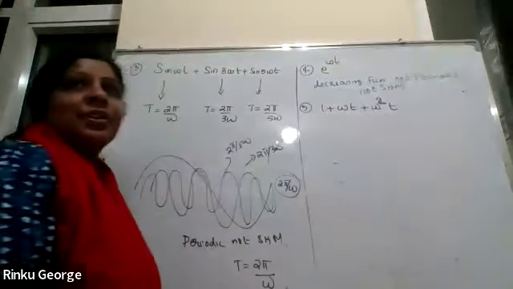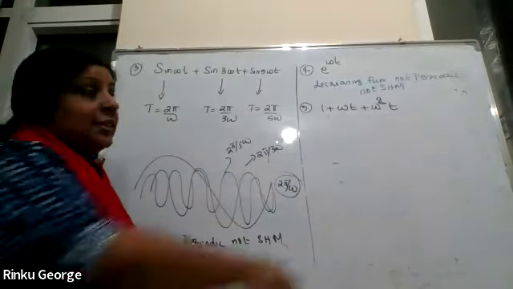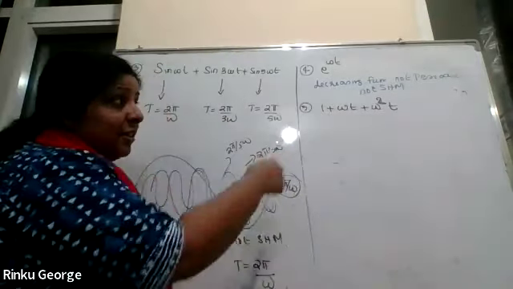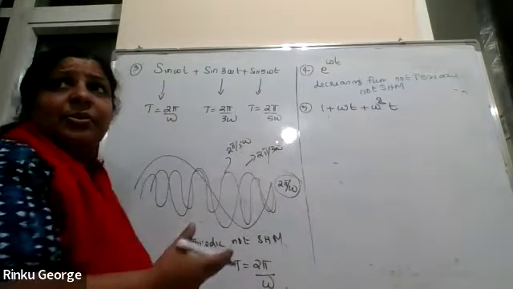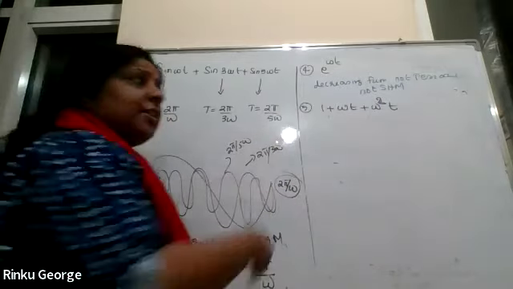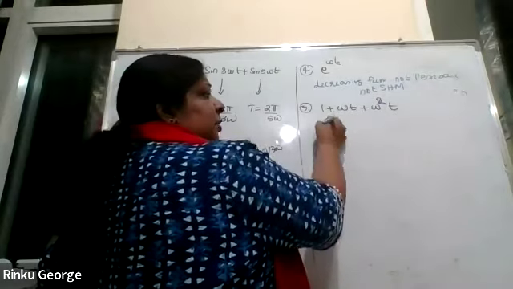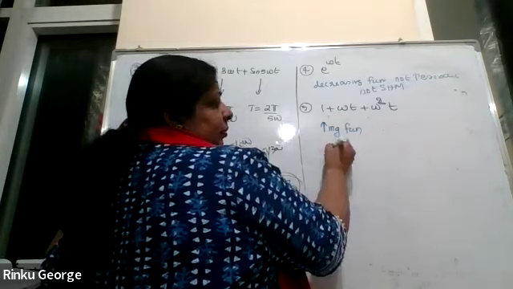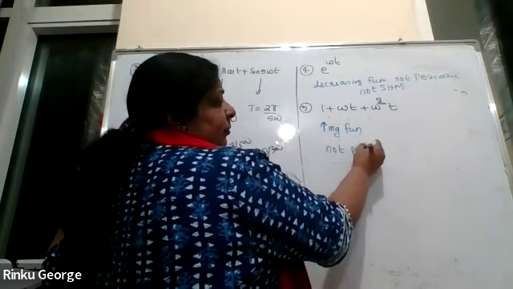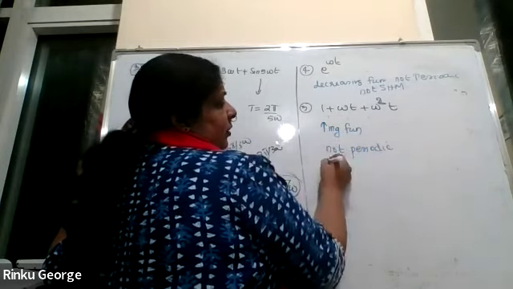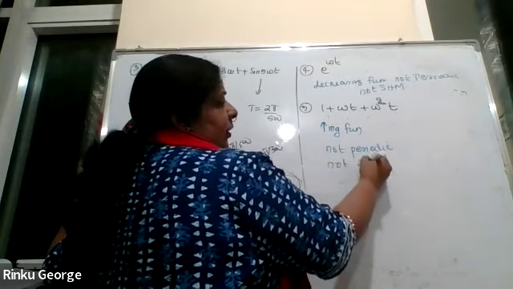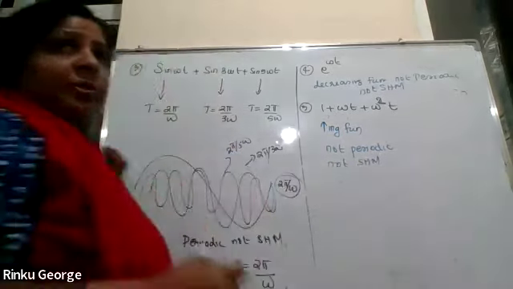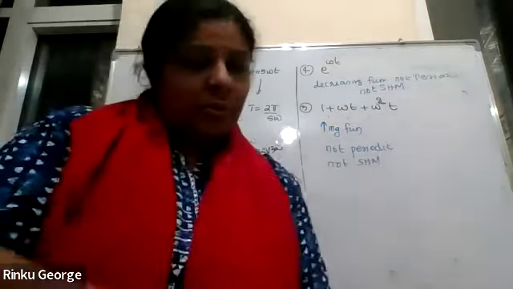What about the next one? This is an increasing function. As t increases, it's an increasing function. That also is not repeating. Increasing function, not periodic, not SHM. Understood?